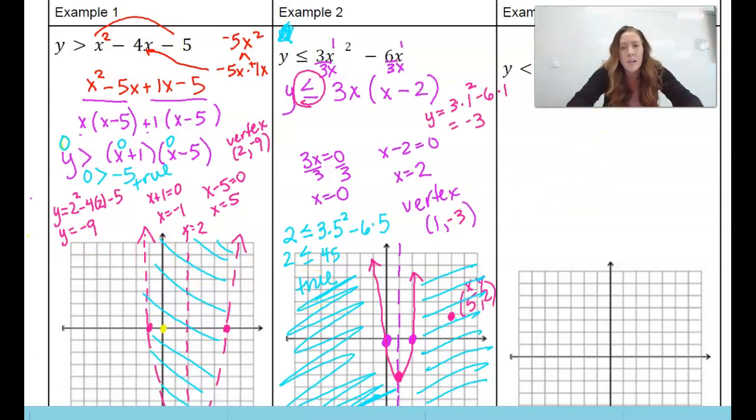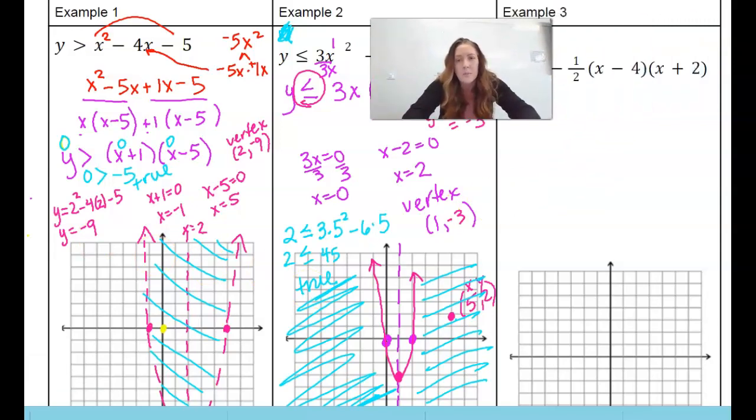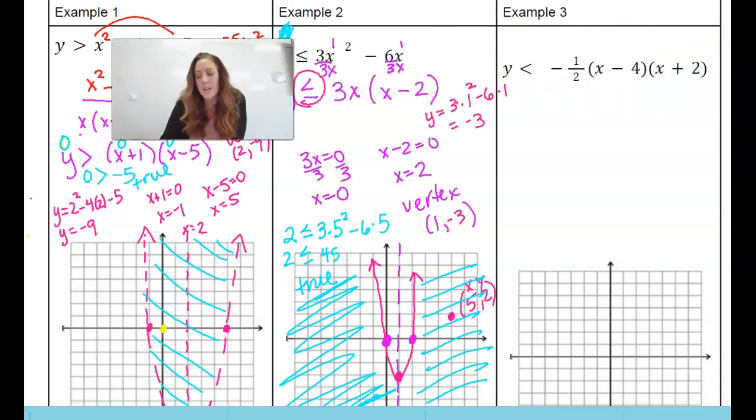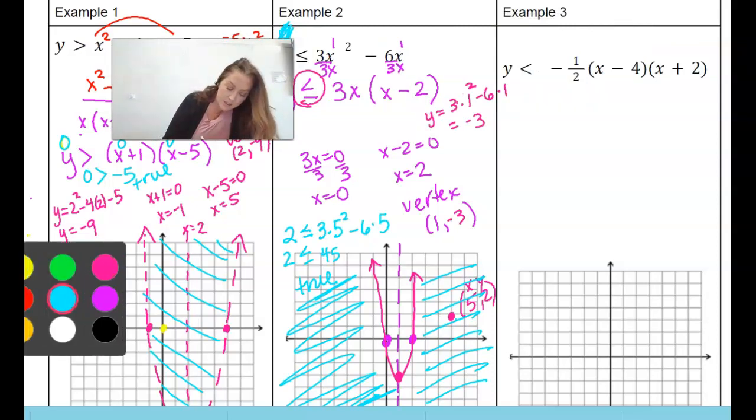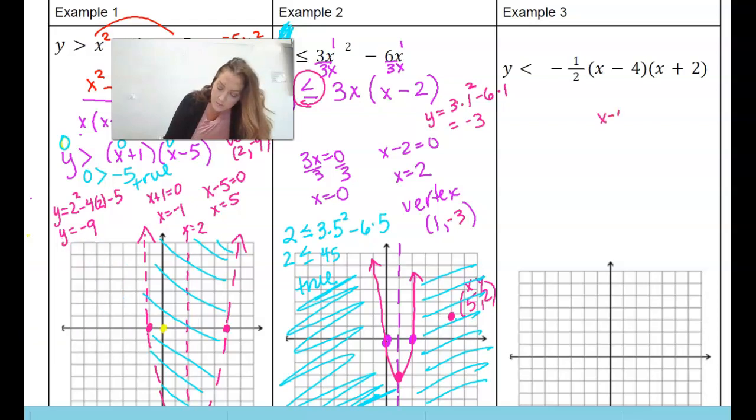Okay, and let's try our third example. So this one is already in factored form. So we're going to find our roots. So we're going to set each of these equal to 0. Add 4. So I'll put a dot, 1, 2, 3, 4. And then x plus 2 equals 0, so subtract 2. So x equals negative 2.